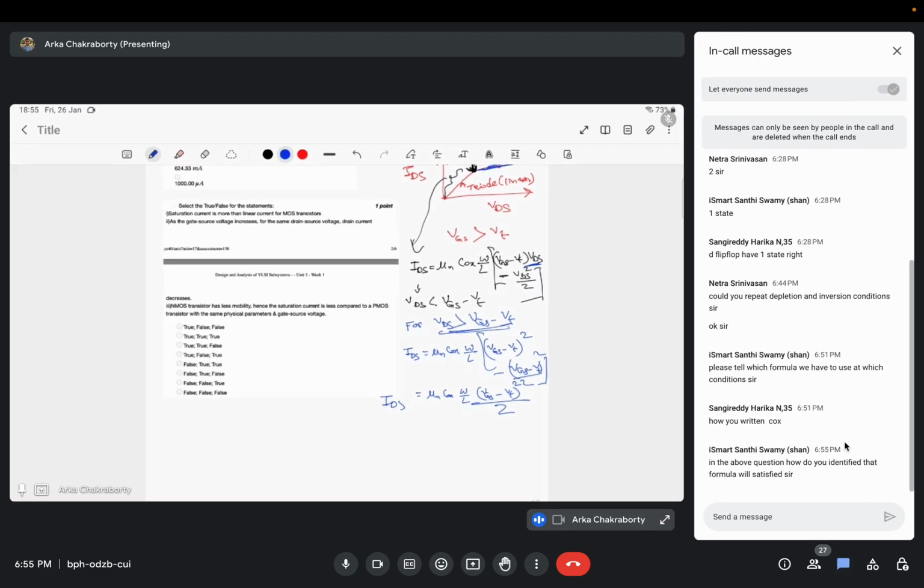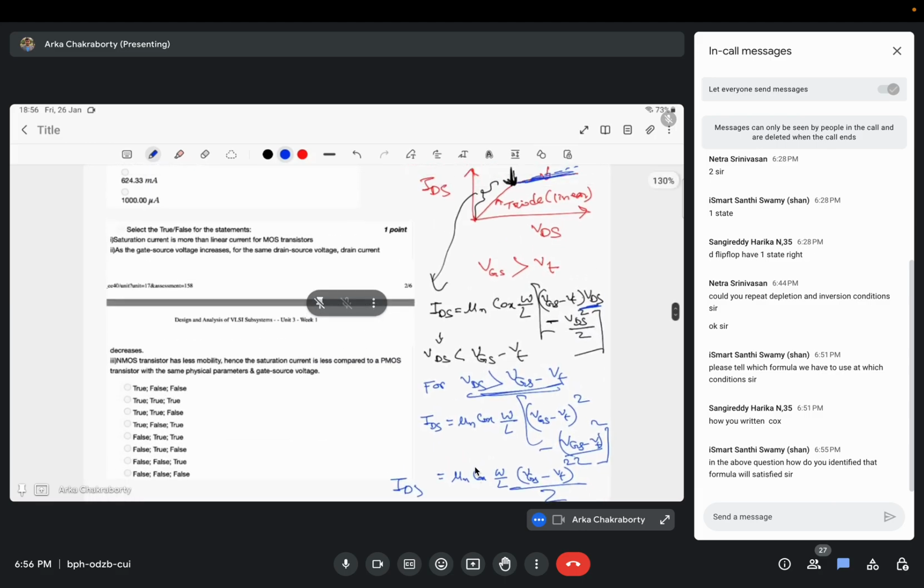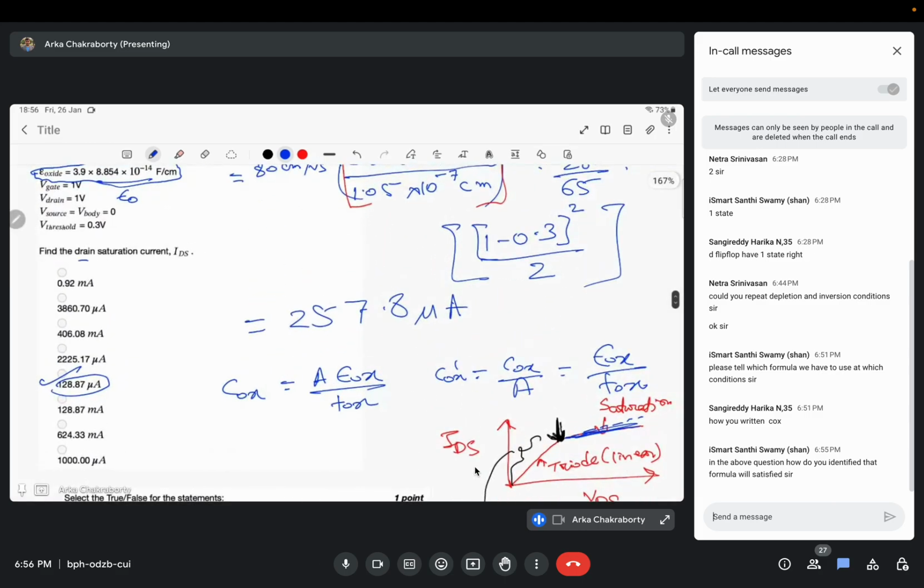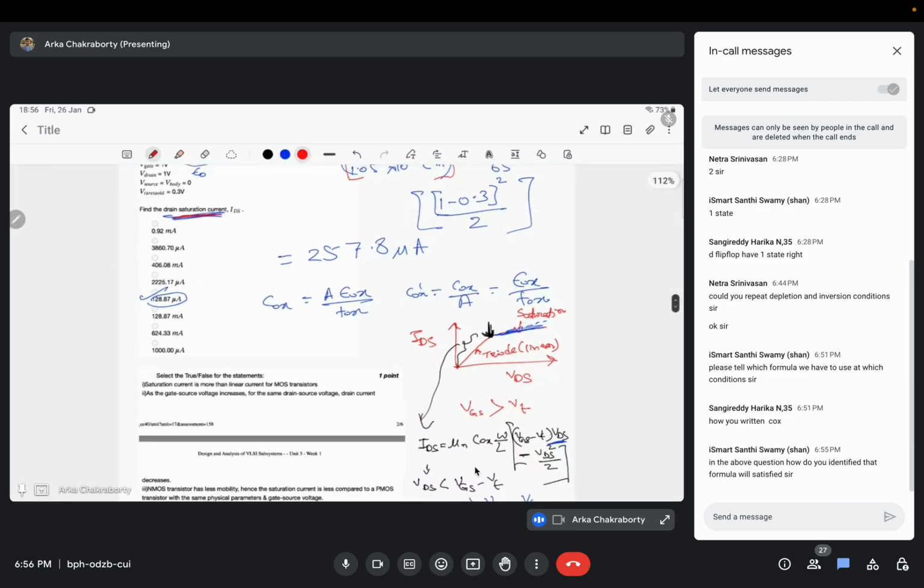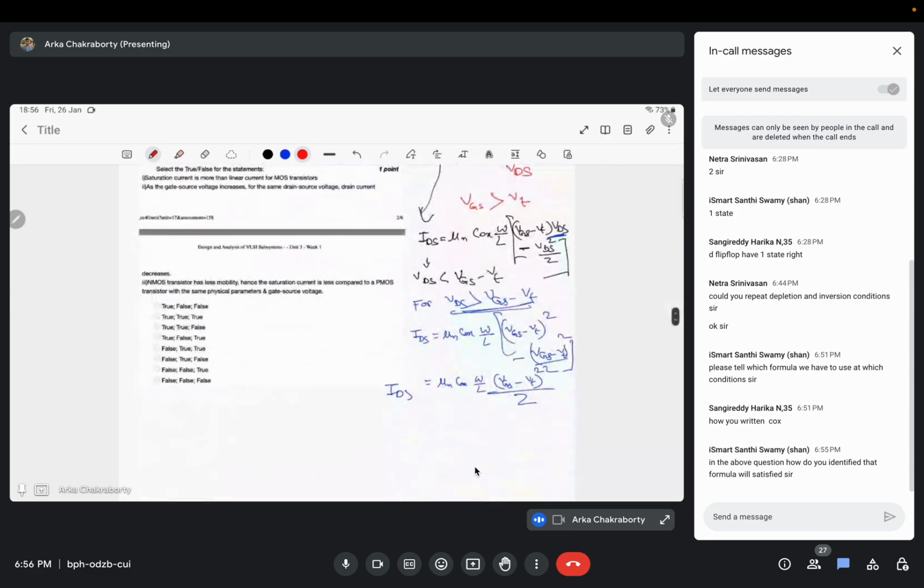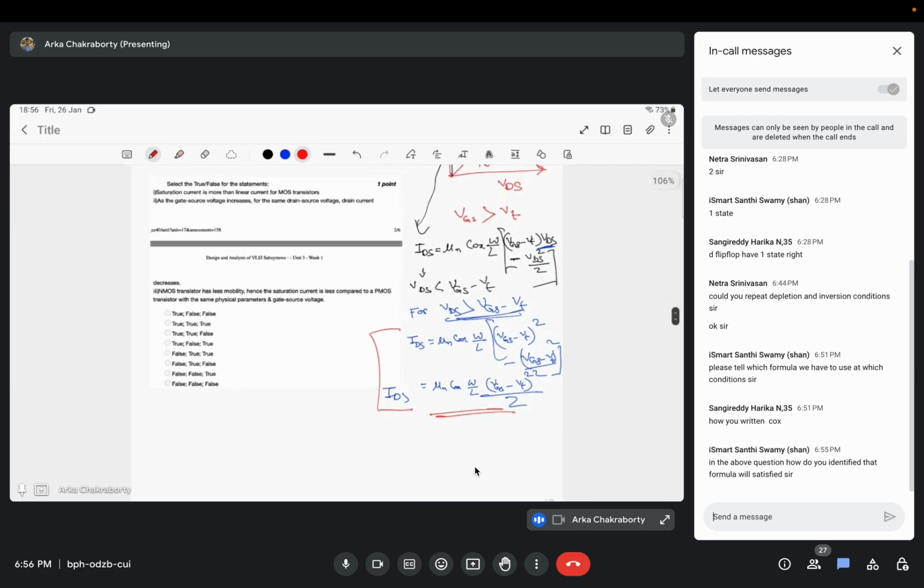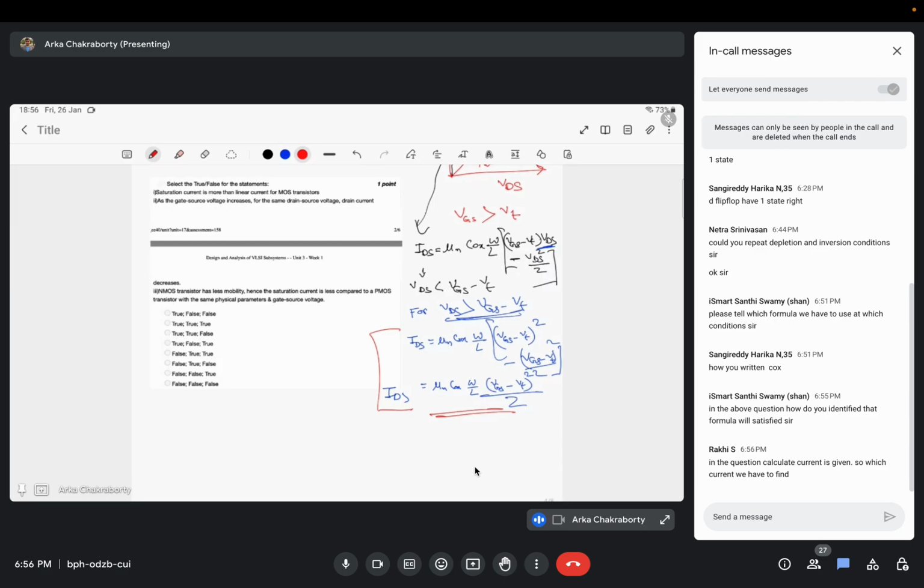In the above question, how do you identify which formula will be satisfied, sir? See, here it is mentioned drain saturation current, right? So this region is called the saturation region, and for the saturation region this equation will be valid. As I said, VDS greater than VGS minus VT is called the saturation region, and this equation is valid. That's why I use this equation. Now if CLM was present, a one plus lambda VDS term would have been added, but that's none of our concern right now.